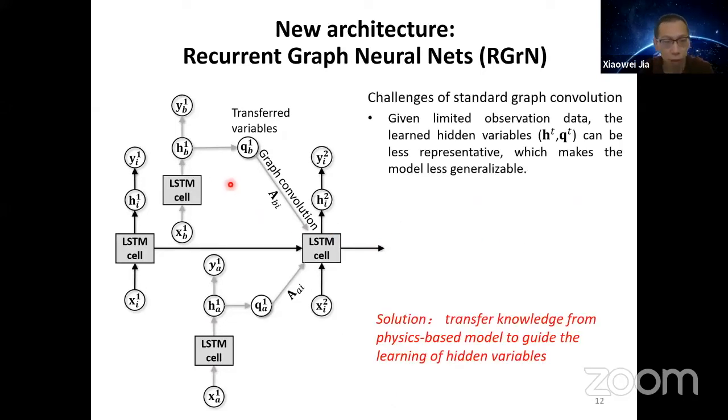But now that we propose this structure, these hidden variables are automatically learned if we directly train this machine learning model in an end-to-end fashion from observation data. So we don't exactly know what kind of information is propagated from upstream to downstream segments. And if we train this model directly using very limited and less representative training data, it's very likely that these hidden variables QA and QB can become less meaningful. So to solve this problem, we propose to transfer the knowledge from physics-based models to guide the learning of these hidden variables so that we can enforce some very general physical relationships amongst different river segments.